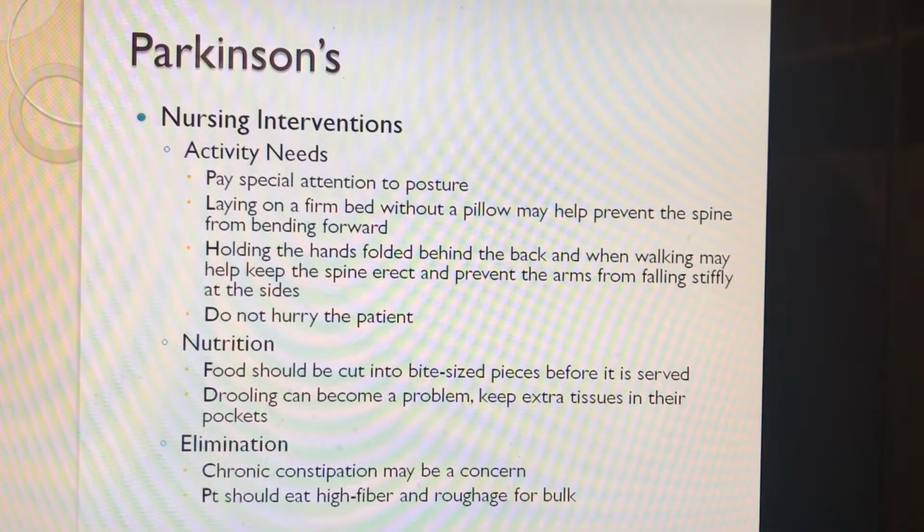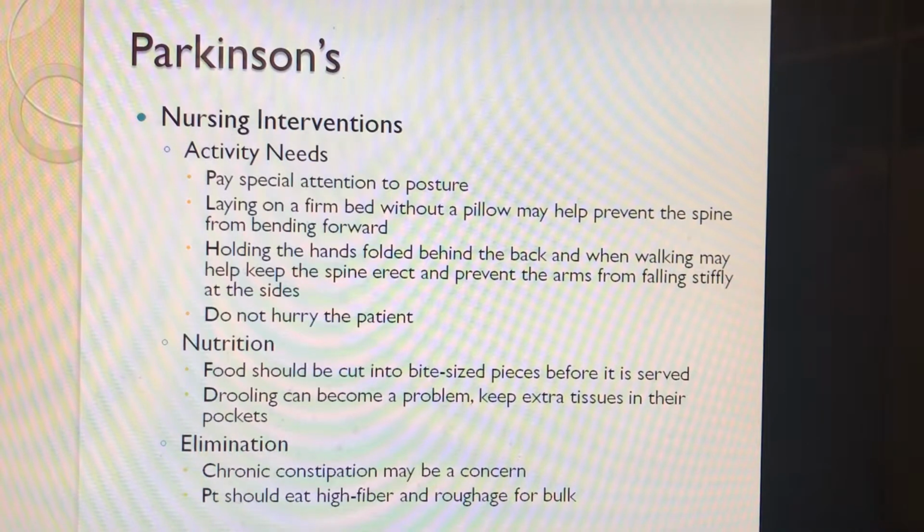Your nursing interventions. So you want to pay special attention to posture. You can lay on a firm bed without a pillow, which may help prevent the spine from bending forward. Holding the hands folded behind the back when walking may help keep the spine erect and prevent the arms from falling stiffly at the sides. Remember, do not hurry the patient.